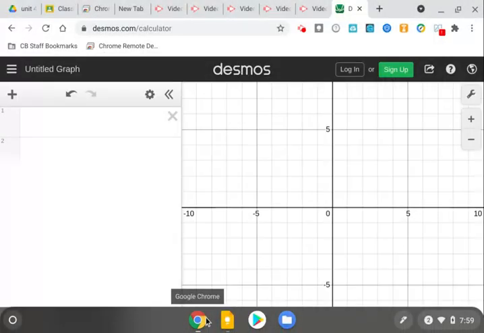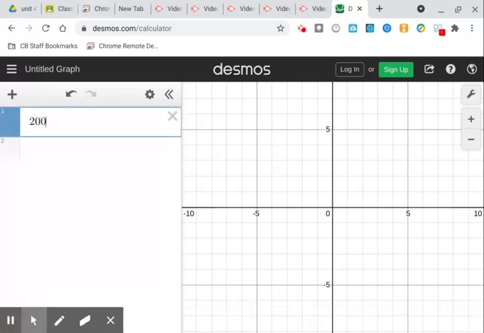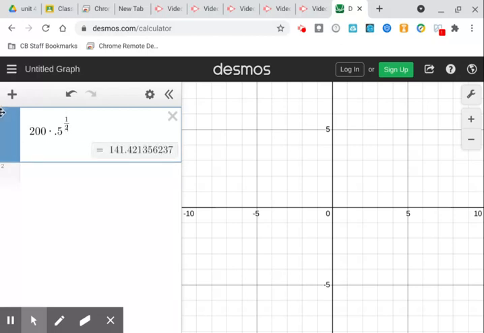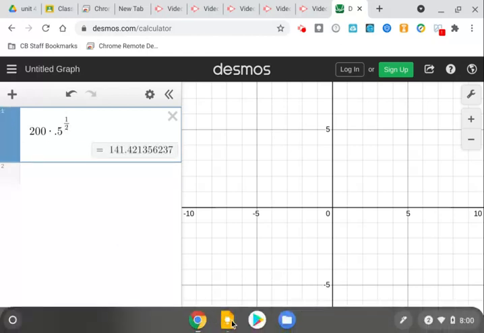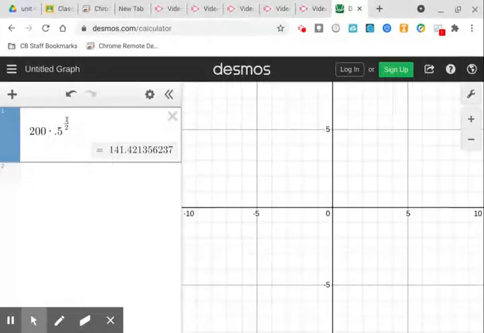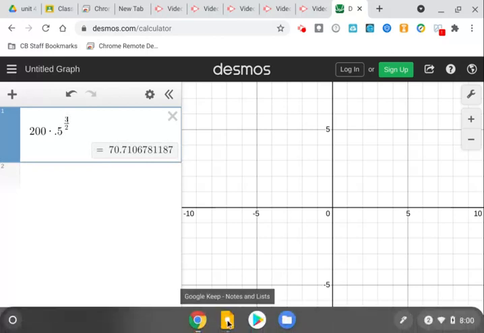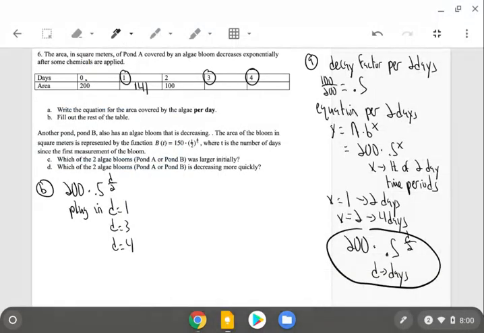So we'll say 200 times a half to the power of 1 divided by 2. Okay, so there's your answer for that one. We'll round that to 141. And then we'll plug in D equals 3. So we'll round that to, say, 71.